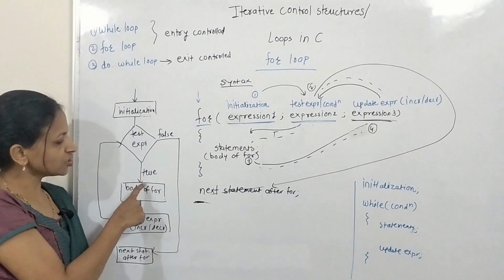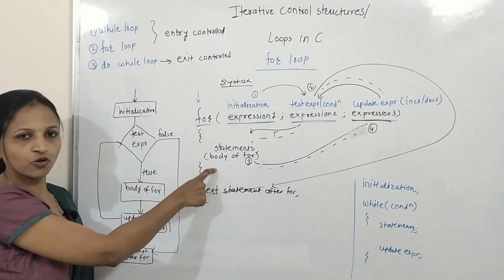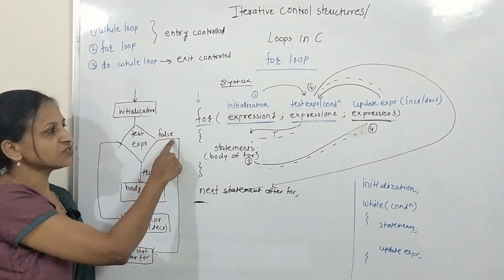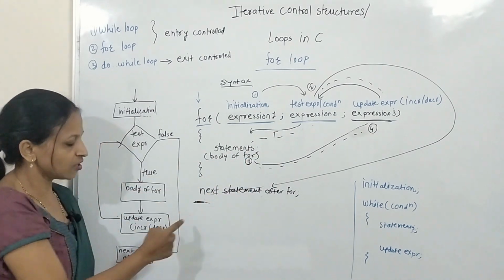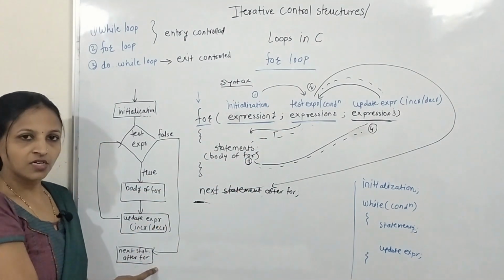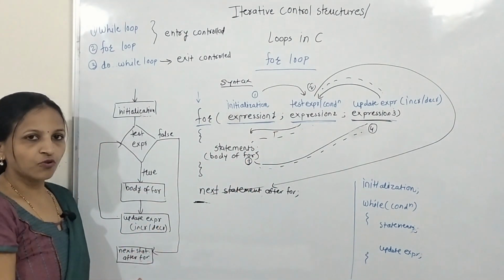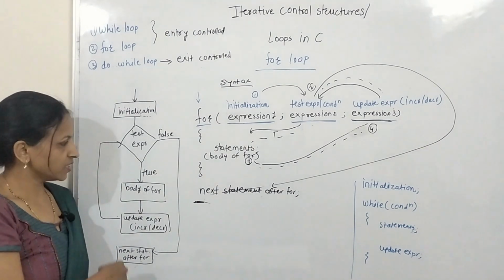If that condition is true, then only the body of the for loop will get executed. If it is false, then control will automatically come here. Whatever the next statement after the for is, control will go there directly.